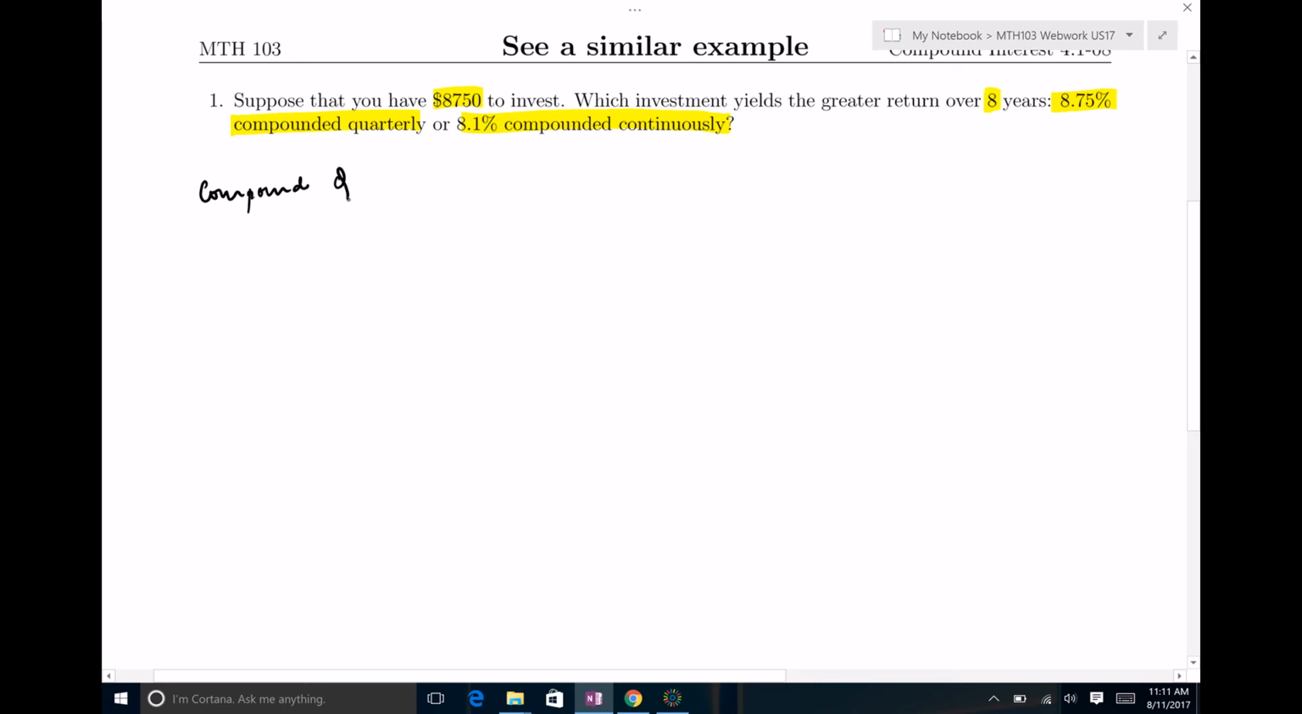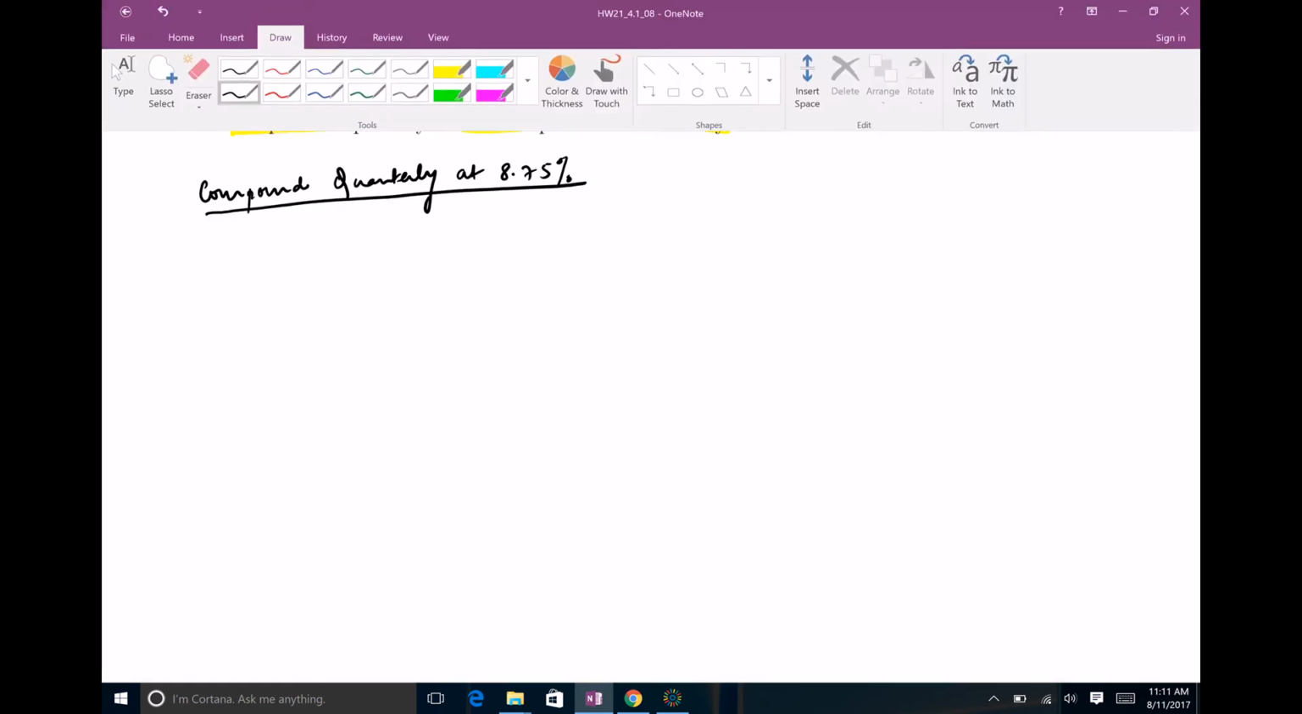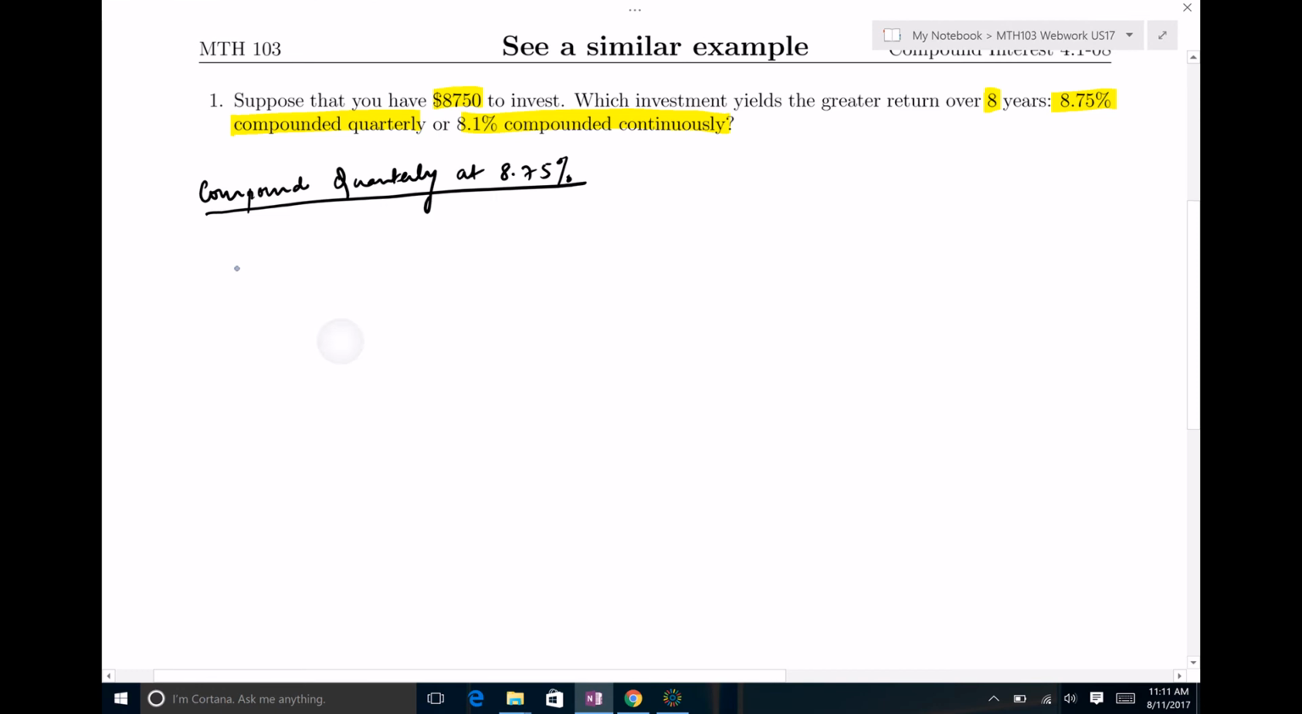I compound quarterly at 8.75%. So for compounding quarterly, the formula that I'm going to use is the amount that you get at the end is equal to P times (1 plus R over N) to the N times T.